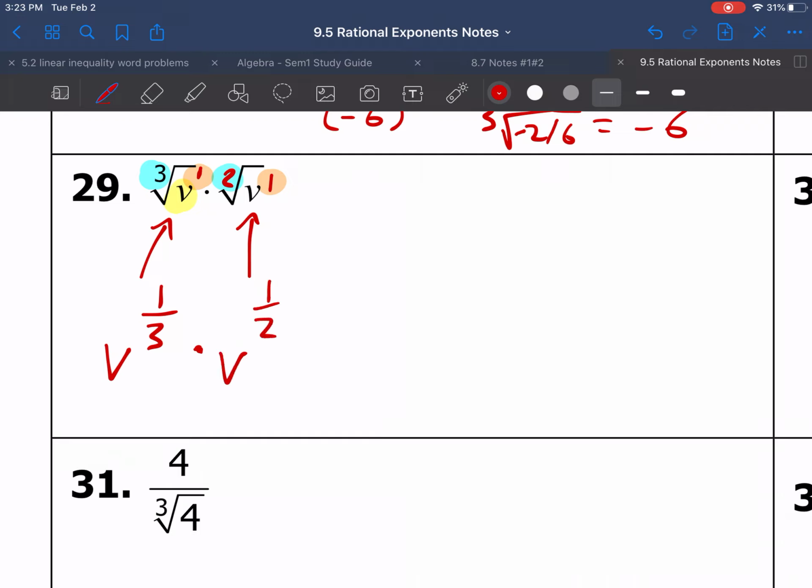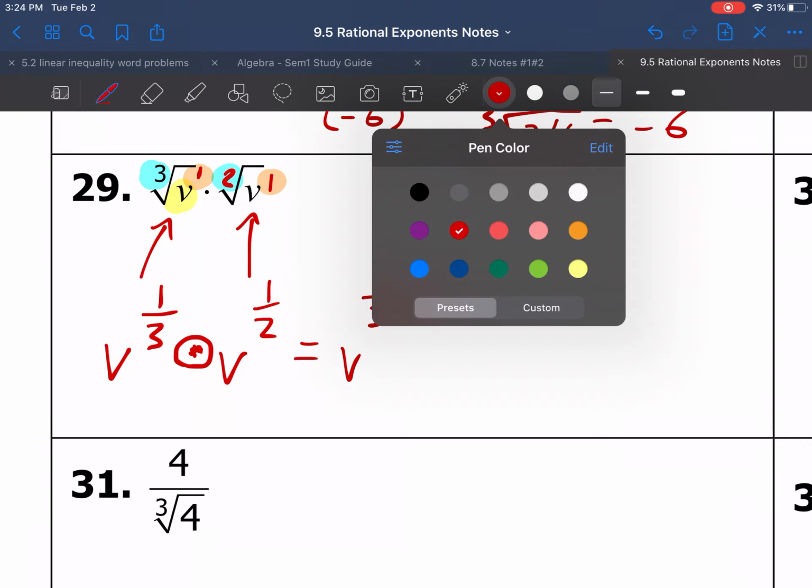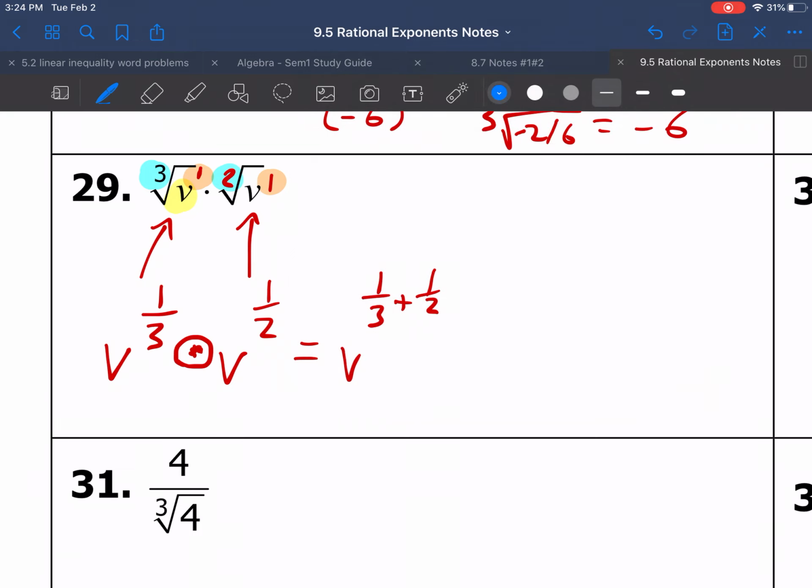And then you guys will remember whenever I multiply two letters together, see this multiplication dot? That actually makes me add the exponents. So this would be a v to the 1/3 plus 1/2, like this. The only problem there is, again, you would need common denominators. So let's see, they can both go to 6. What I would do is I would multiply this by 2 on the top and by 2 on the bottom. I'd multiply this by 3 on the top and 3 on the bottom.